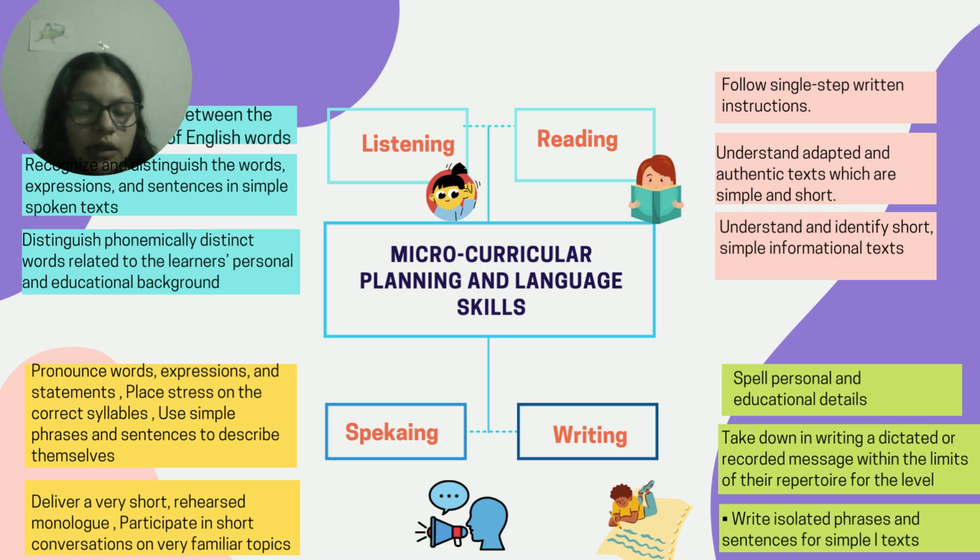Now here we have the microcurricular planning and language skills. There are four. The first is listening, that identifies the relation between the sounds and spelling of English words within the lexical range of the students. Recognize and distinguish the words, expressions, and sentences in simple spoken text related to the learner's personal educational background, and distinguish the phonemically distinct words related to learners' personal education background. For example, names, addresses, or nouns or other objects.